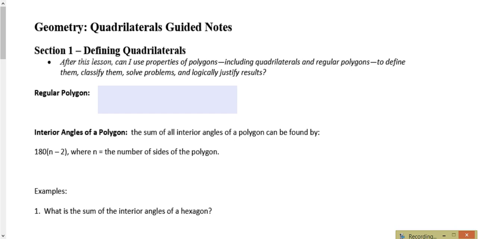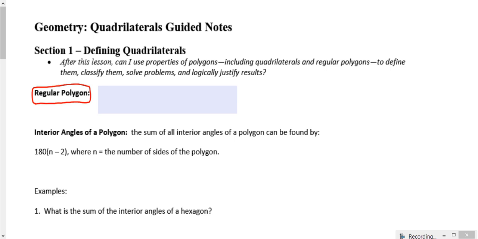Unit 4, Quadrilaterals. Section 1, Defining Quadrilaterals. Let's start with a basic definition, and that is a regular polygon. Now, polygon means a shape that is closed. It's not open. All the sides come together, per se. It's not concave and so on.